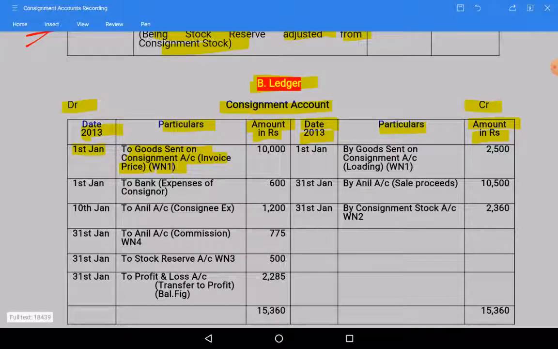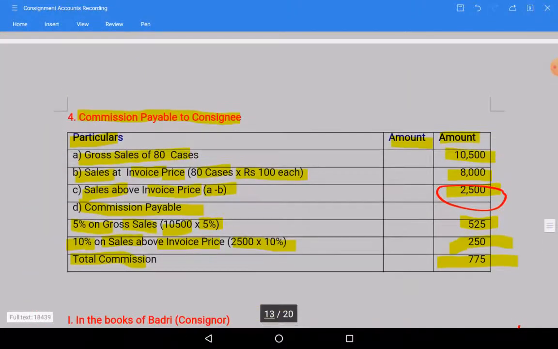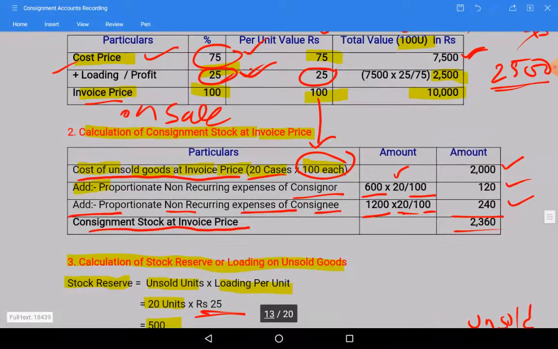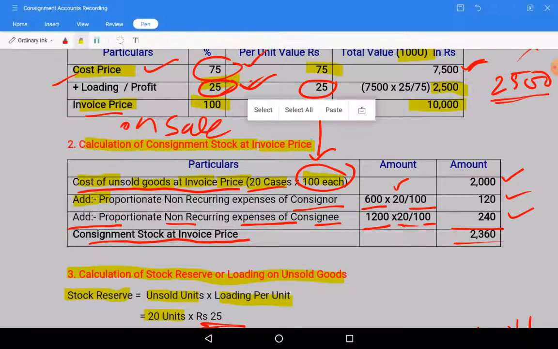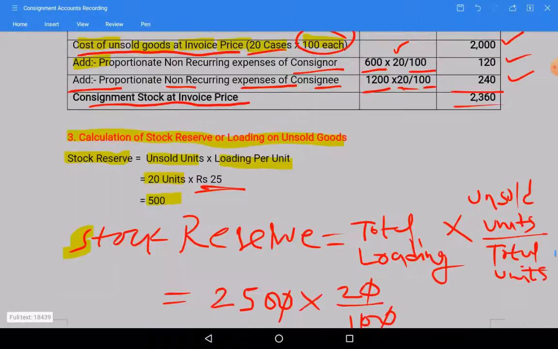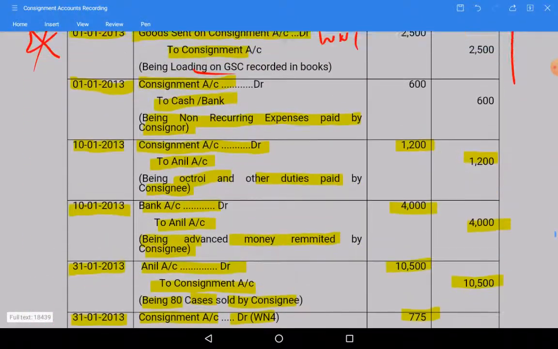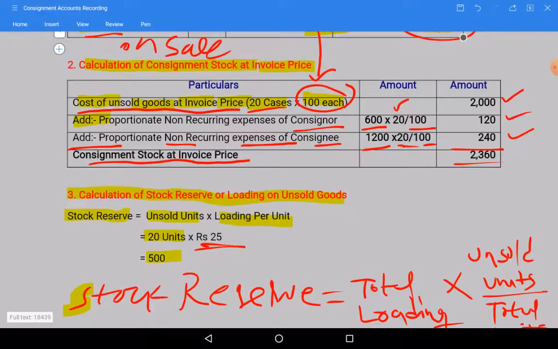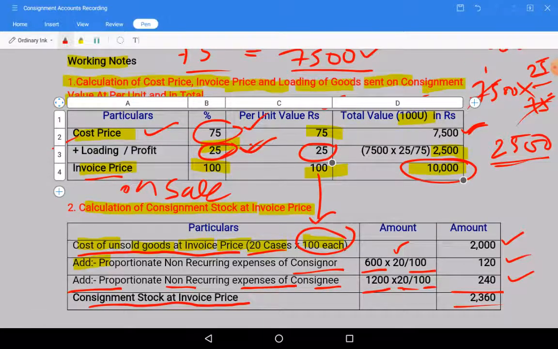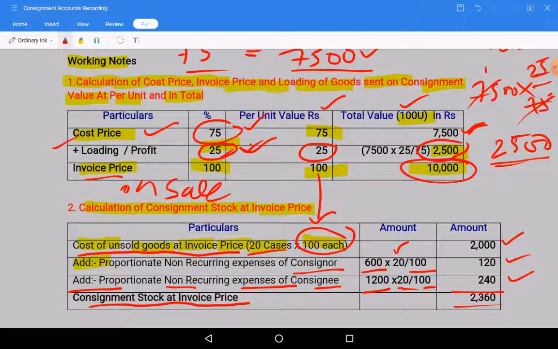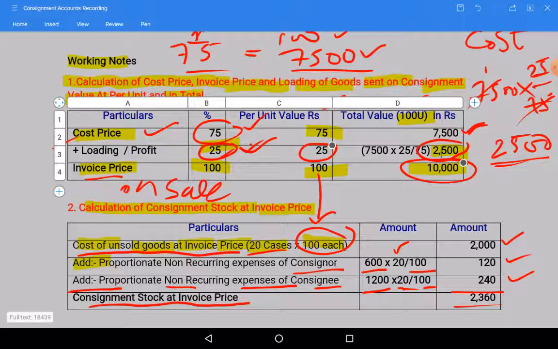So from where will we get this invoice price? In the working note 1, you can see there is the invoice price of goods. Here we have the invoice price of goods, that is 10,000. This 10,000 we will take in the ledger account, and there is loading also. I'll show loading also now itself in the working note 1. 2500 loading is there, that will also come under consignment account. Let us see.